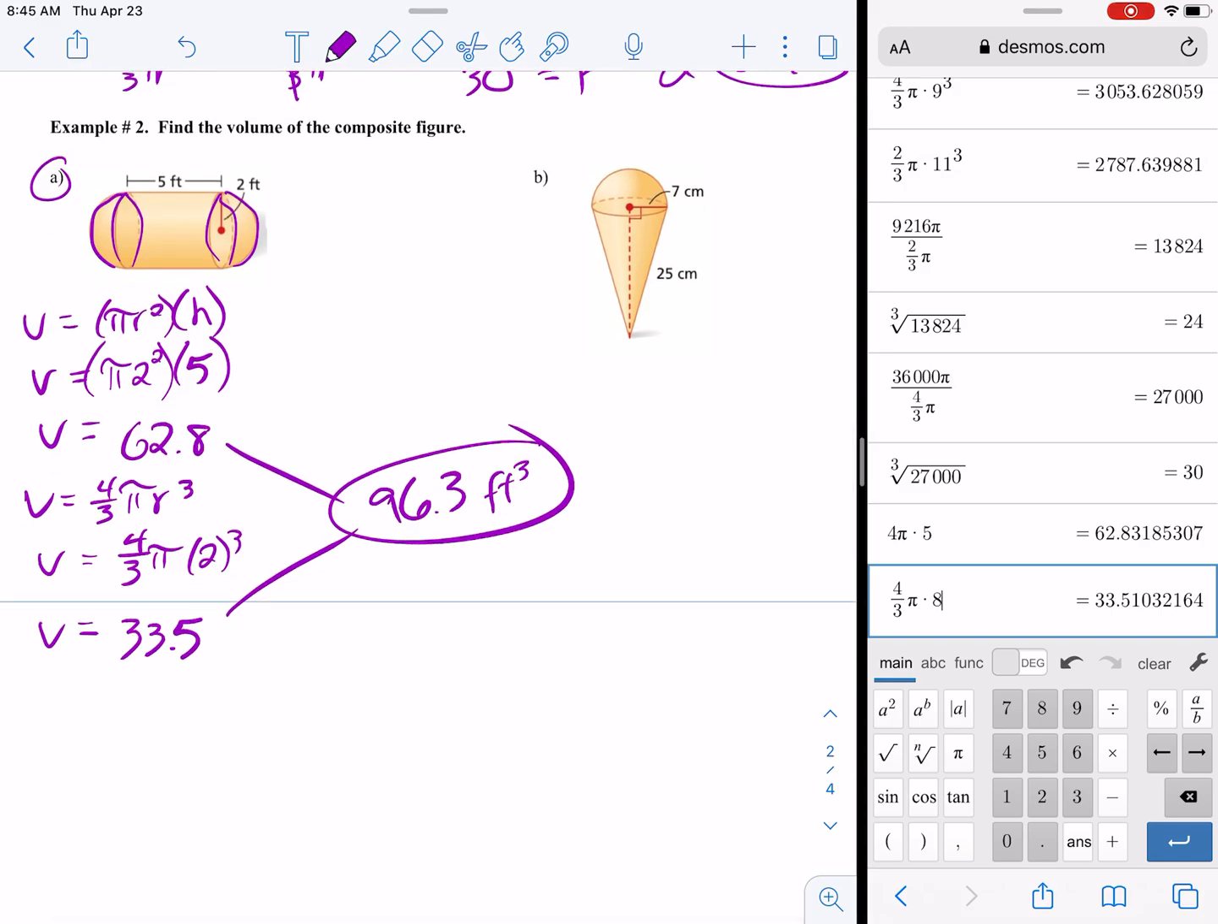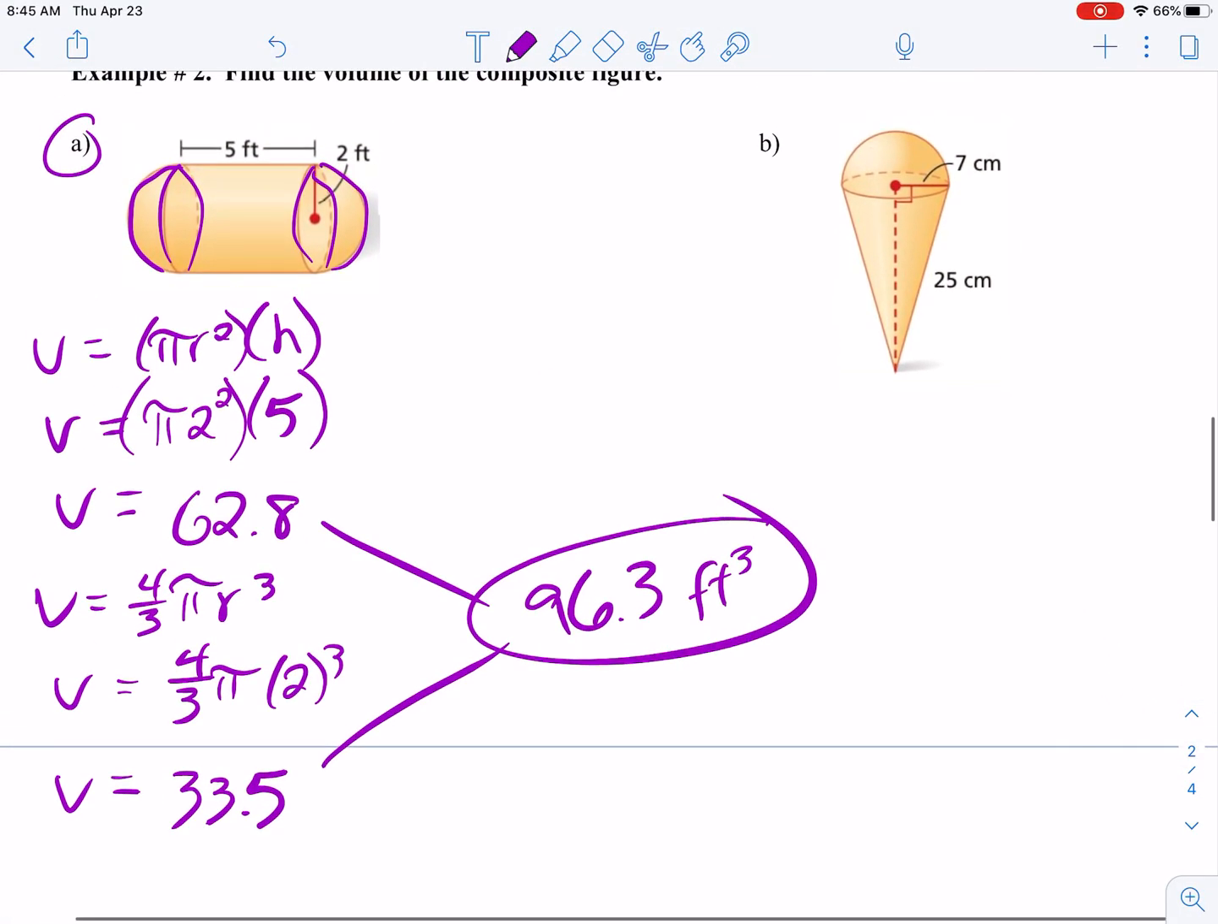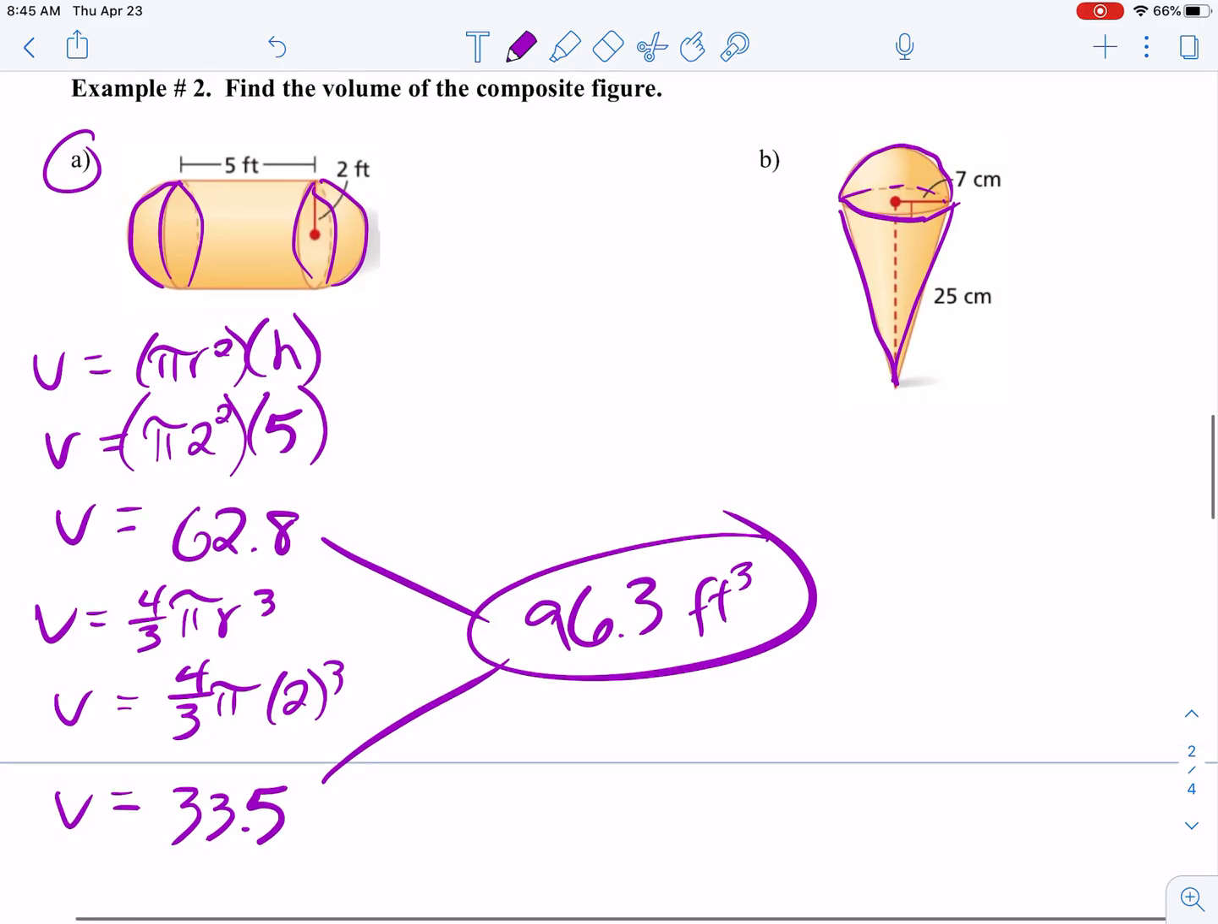Okay, why don't you guys pause the video, work through example B on your own, and I'll put the solutions up in a sec. You have a hemisphere and a cone. Okay, hemisphere and cone, so you should be using those 2 volume formulas and then add the volume of each solid together to get the total volume of the composite figure. Okay, pause that video. I'll put the solution up when you're done.